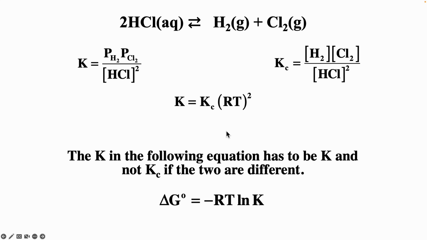And so K in the following equation, when we're using delta G equals minus RT natural log K, this K always has to be the K written in terms of activities. You cannot use K sub C in this equation.